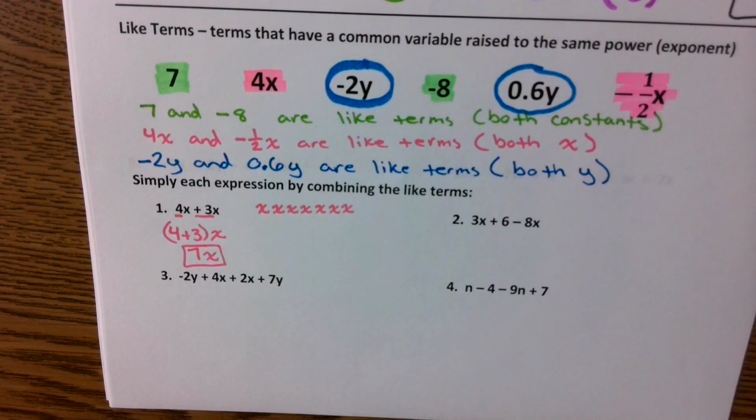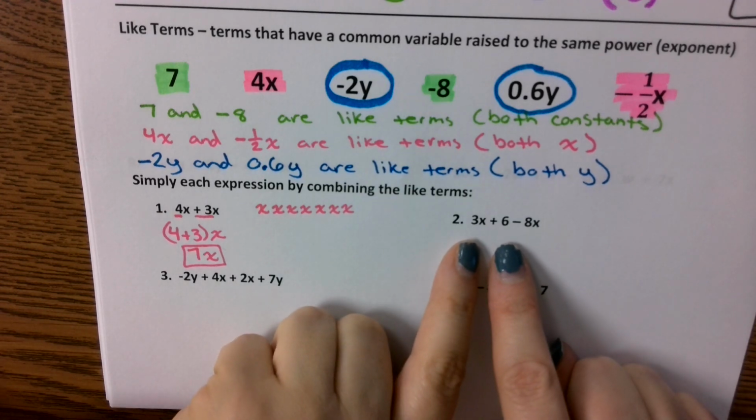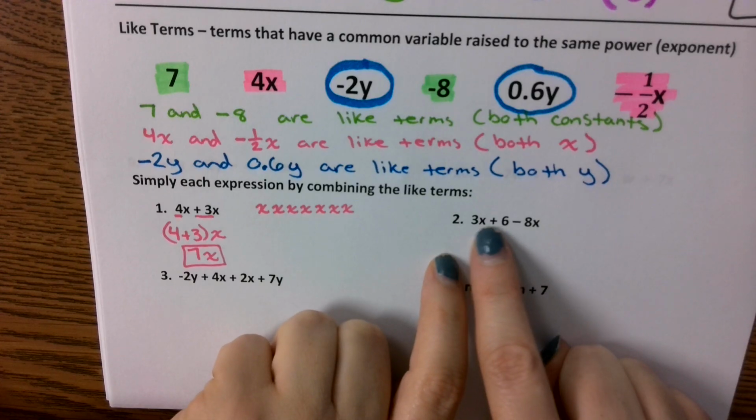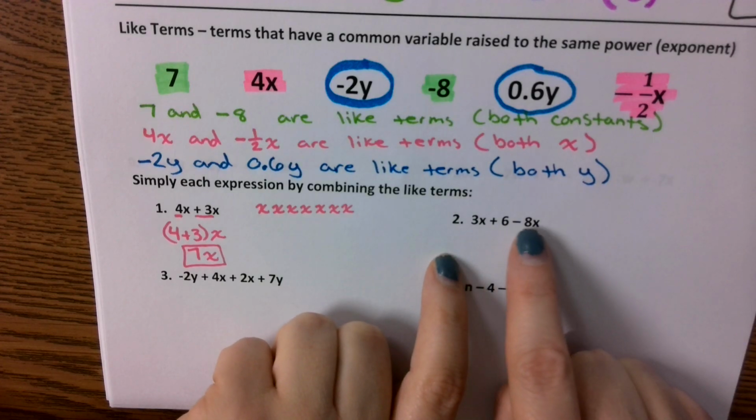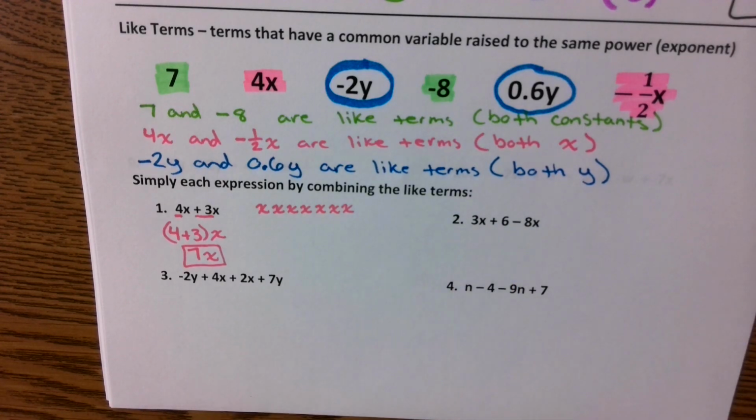Now remember, I said it's very important that you know the sign travels with its term. The sign travels with its term. Because when we're looking at number 2, we have 3x plus 6 minus 8x. What are my like terms here? Kamari, turn around. What are the like terms here? John Carlos?